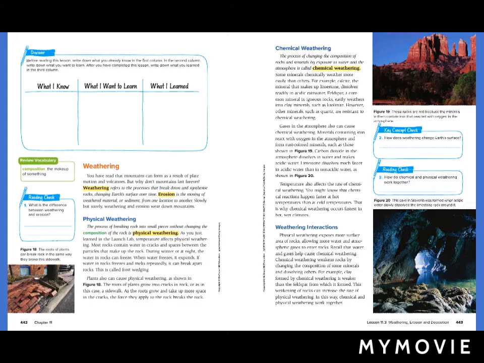Plants also can cause physical weathering. As shown in figure 18, the roots of plants grow into cracks in rocks, or as in this case, a sidewalk. As the roots grow and take up more space in the cracks, the force they apply to the rock breaks the rock. Let's move on to the next one.